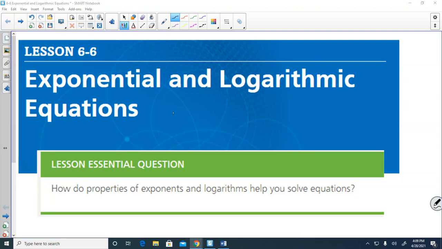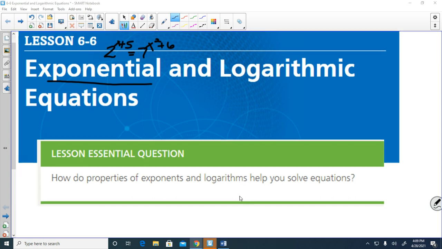Everyone, in today's video we are going to be working on exponential and logarithmic equations. Exponential equations are equations that have an x in the exponent, so maybe like 2 to the x plus 5 equals 7 to the x squared plus 6. And then we'll look at logarithmic equations, and those are equations that have logs in them. So we're going to have to use the properties of exponents and logarithms to help us solve the equations.